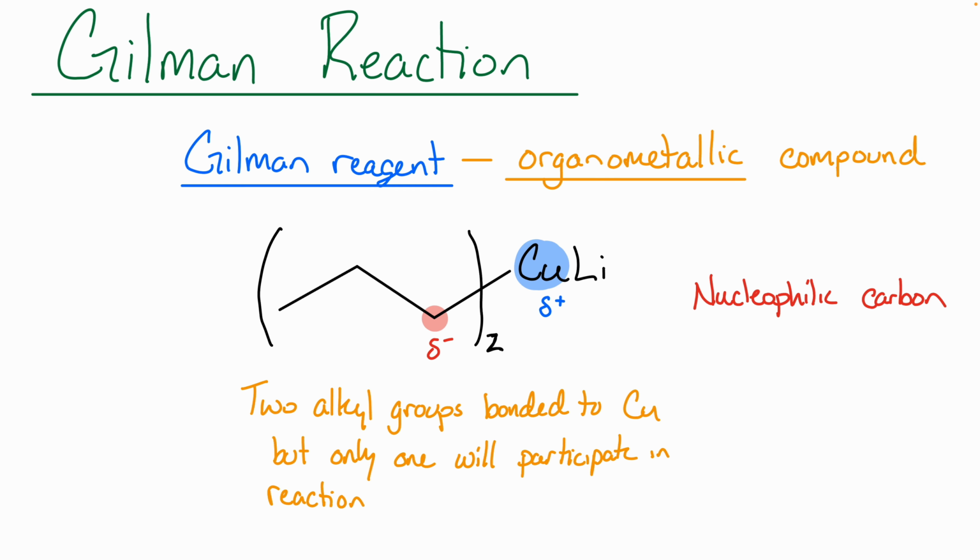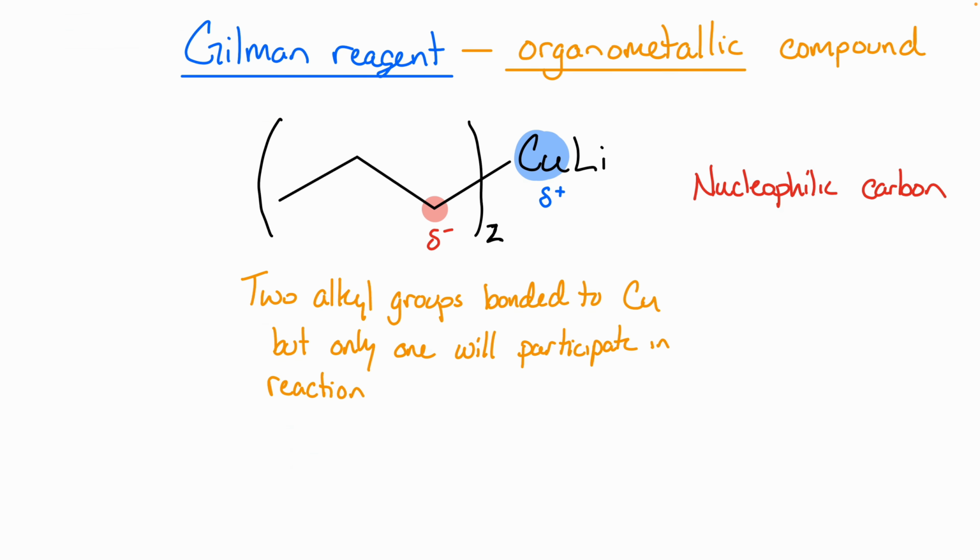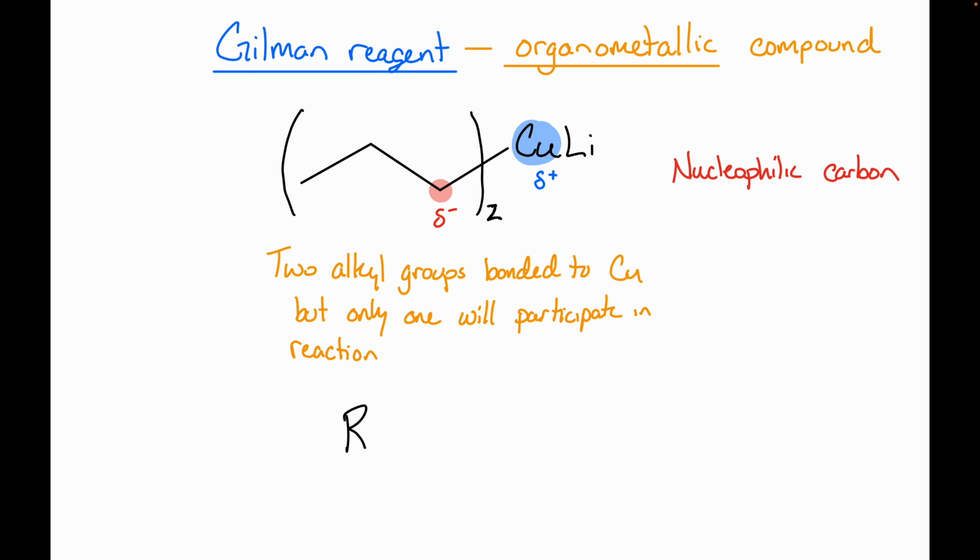All right, now this particular Gilman reagent had how many carbons? This is a 3-carbon Gilman. It could be any size. All right, so I'm going to do an example with 3 carbons here, but if we're going to do our generic Gilman reagent here, it would just be R2CuLi, where R is anything.